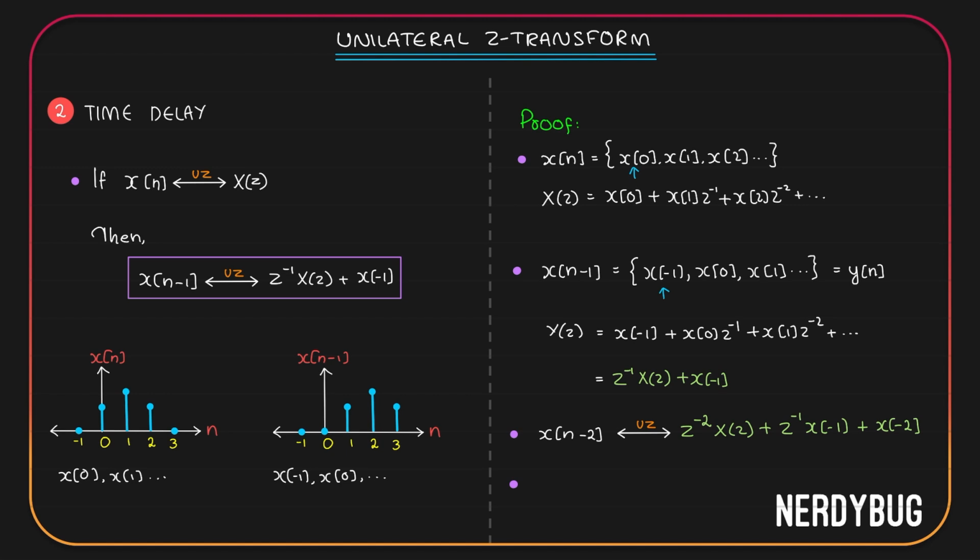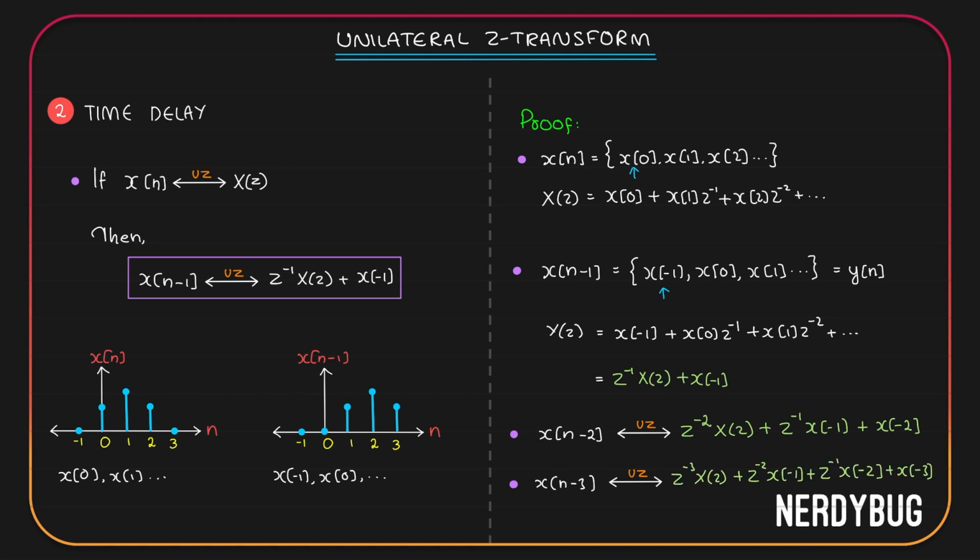Now, do you think we can write the Z transform of x of n minus 3 in a similar way? We will start with z raised to minus 3 x of z plus z raised to minus 2 x of minus 1 plus z raised to minus 1 x of minus 2 plus z raised to 0 x of minus 3. Z raised to 0 is 1. Let us remove it. I hope you get the drill.